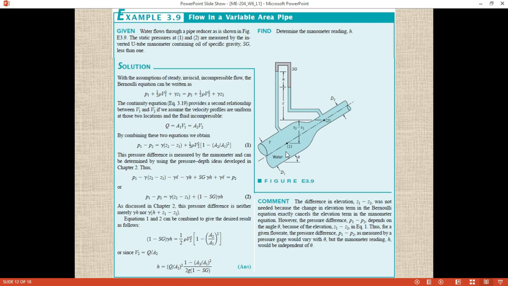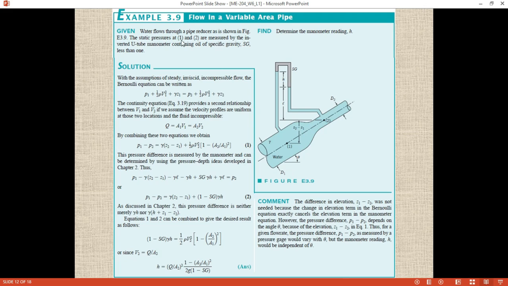But if I take this pipe as horizontal, this will become the same case that we have discussed before. But now this pipe is making some angle theta with the horizontal. So what differences can we see in this equation? Let's see what our objective is in this problem. Water flows through a pipe reducer, as shown in the figure.